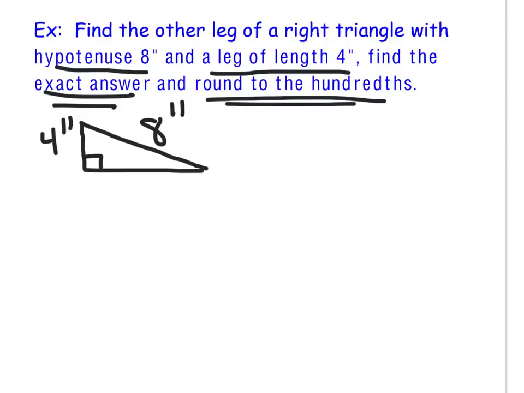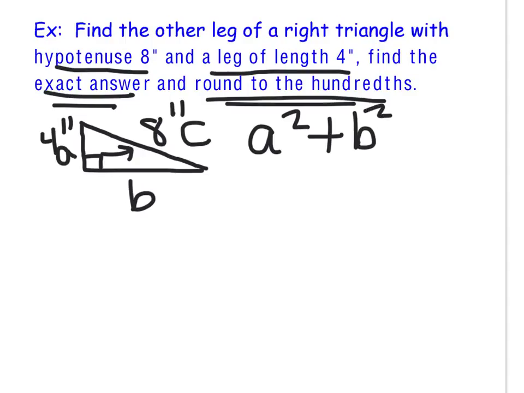So let's label what we have. The hypotenuse is going to be your c, across from the right angle. You've got one leg that is 4, so that's a, and it says you're finding the other leg, which is b. So you're going to label that as b. All right, let's start with what our formula is whenever you have a right triangle.